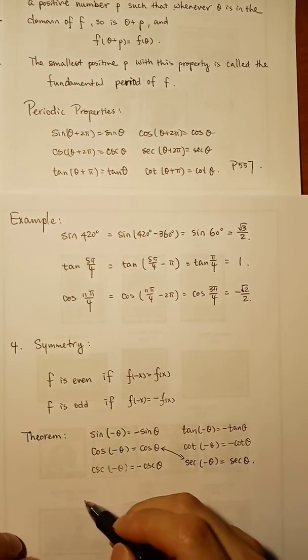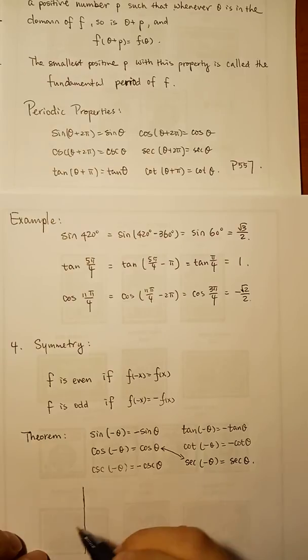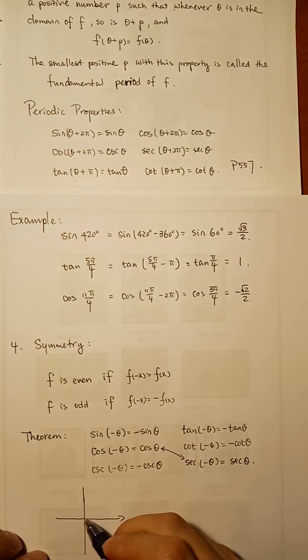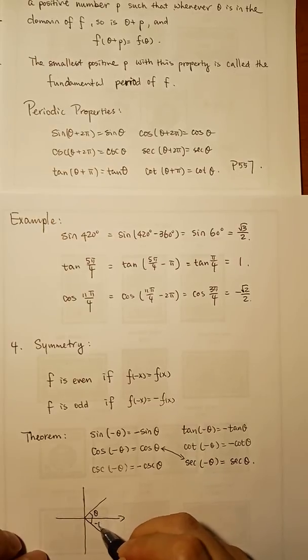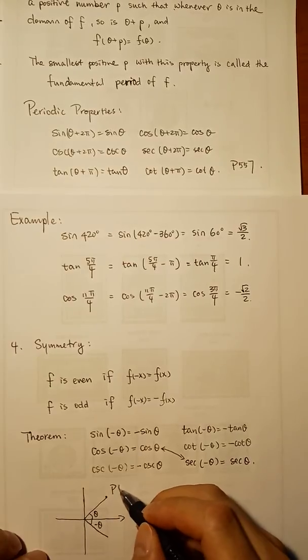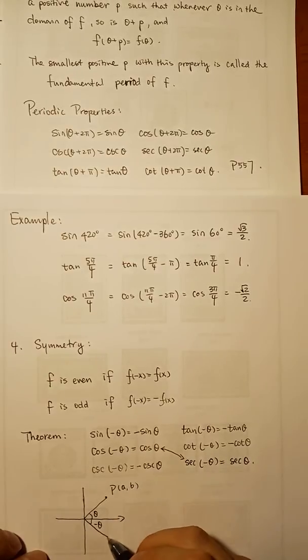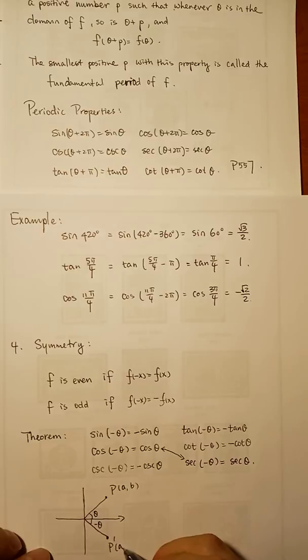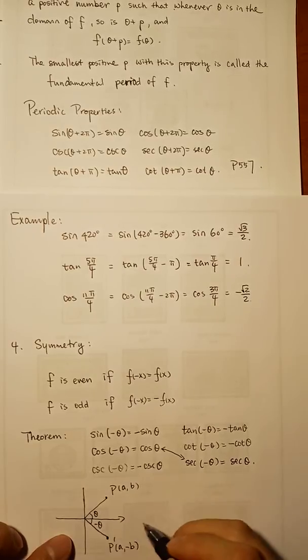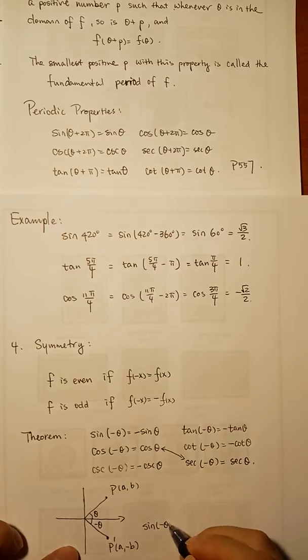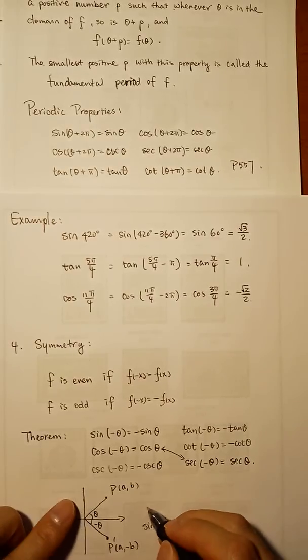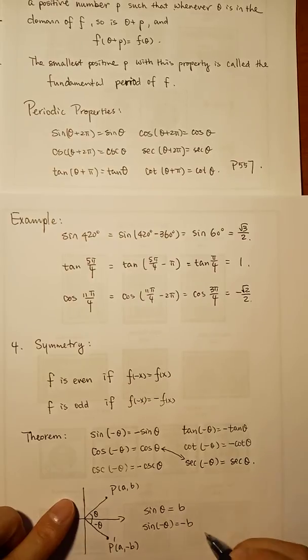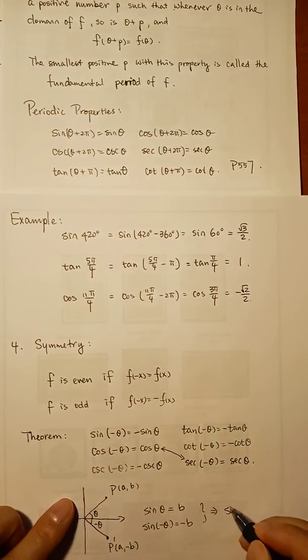Why? Let's just use x and y to demonstrate. Here is a theta, and here is a negative theta. For this point P, you have a and b. For this point P prime, because they are symmetric, you have the same a, but b becomes negative b. For this reason, the sine of negative theta is equal to negative b, and the sine of theta is equal to b. Combining this, we get the sine of negative theta is negative sine of theta.